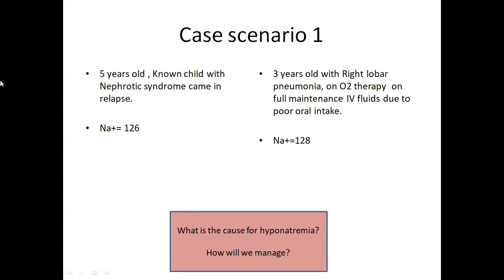So this scenario is already discussed, so I'm not going to discuss it again. The first scenario is hypervolemia, the second scenario is euvolemia. So you are going to restrict the fluids first. If no improvement, then you can try to give some amount of 3% NS and then start the gases.